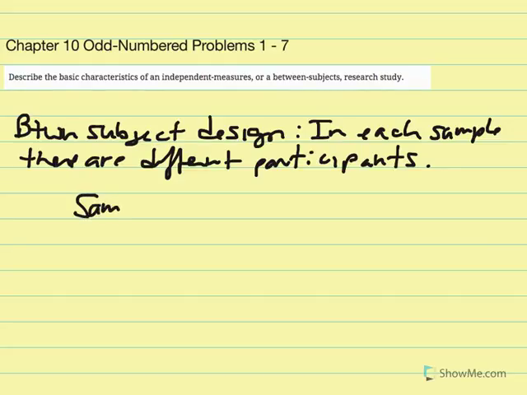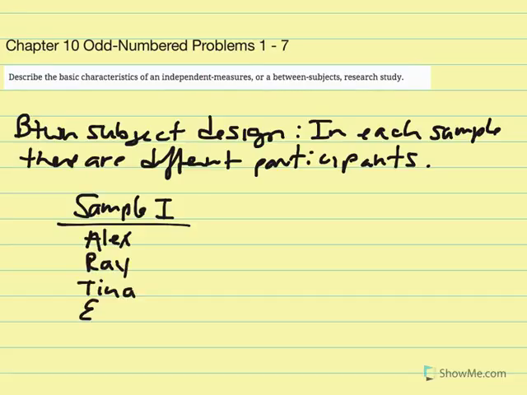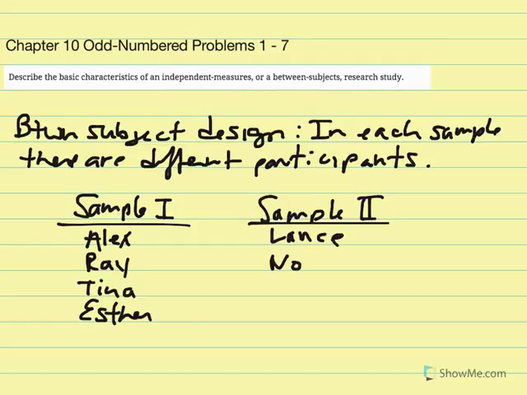So, for example, we may have sample one, and that's made up of individuals Alex and Ray and Tina and Esther. And then sample two is made up of different individuals, let's say Lance and Noah and Mary and Martha. And so again, we have the creation of two samples. Each sample is made up of separate individuals, hence this idea of a t-test for independent sample means.